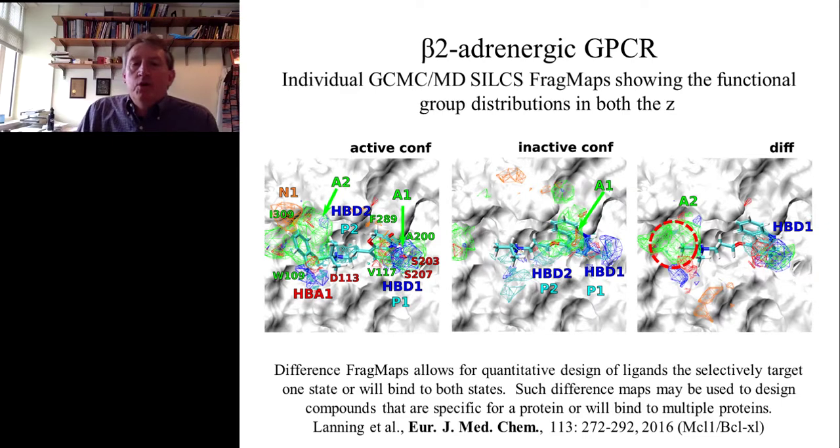This is quite useful in the context of GPCRs to get agonists versus antagonists, but we've also used it for different types of proteins such as MCL1 and the BCL2 family proteins, MCL1, BCLXL, to identify ligands, say, specific for one protein versus the other protein, or ligands that will bind to both proteins and so on. This has been published a couple of years ago now. You can see, again, we're visualizing the maps, so qualitatively you can see how this facilitates your ligand design.